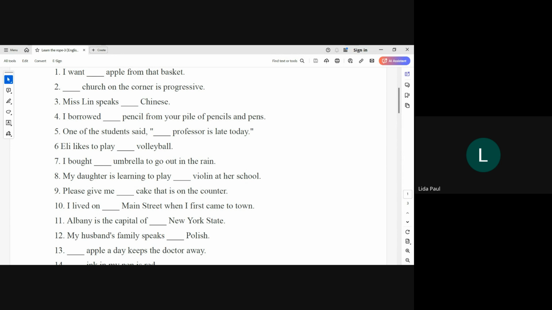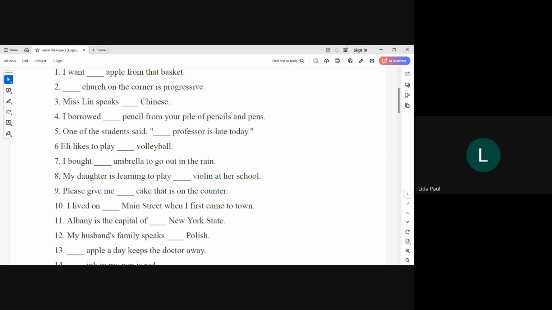Ma'am, can you repeat the 10th one? So you have the name of the street there. Whenever you have a street, then you don't use any article. But if it's a road, then you have to use the article the. So, I lived on Main Street when I first came to town. I lived on the Meera Road when I first came to town. This is basically to show that streets are not very important, but roads are. Names of roads are important, so we are adding an article, but streets are fine. They're not considered as important as the others.